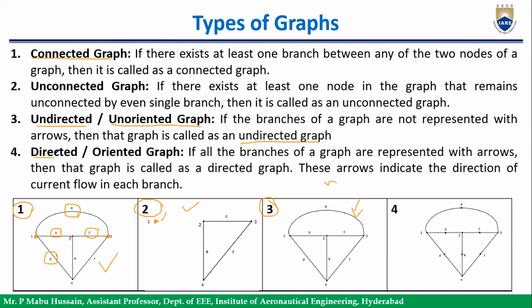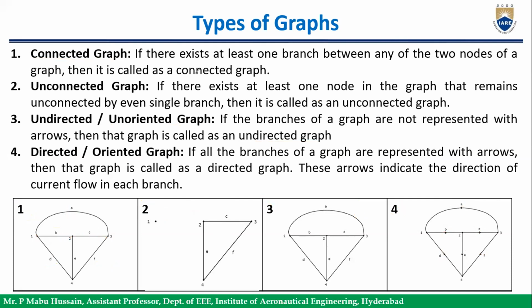Then what is a directed or oriented graph? In a directed or oriented graph, you represent the direction of currents with arrows. If you see the fourth figure here, for all the branches the direction is represented with arrows. If all the branches are represented with arrows, then these types of graphs are called oriented graphs, or you can even call it a directed graph.